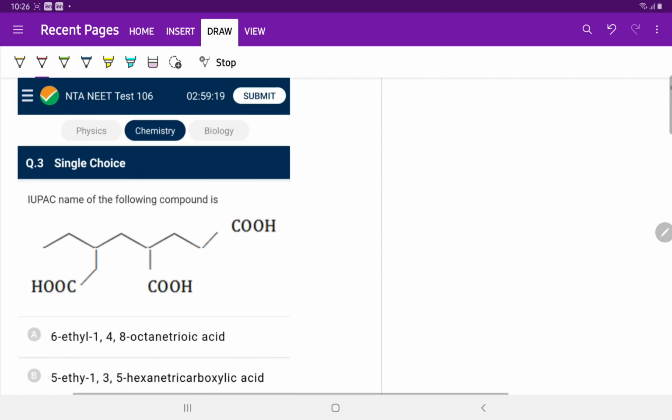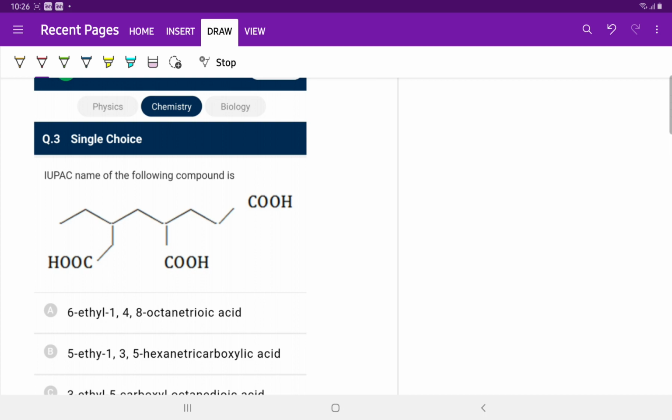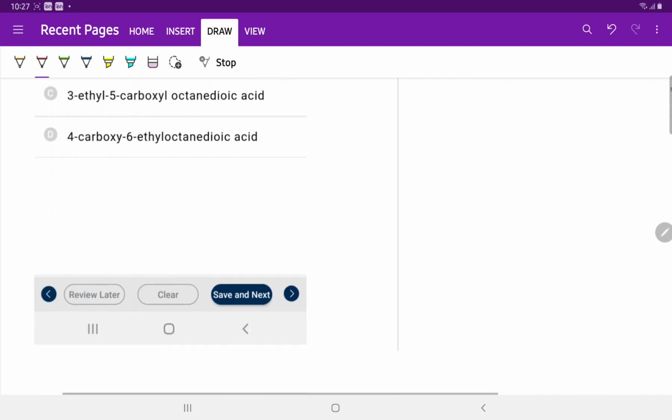Question number 3. The IUPAC name of the following compound is... okay, 1, 2, 3, 4, 5, 6. 1, 3, 6, 5-ethyl hexane 1, 3, 6 tricarboxylic acid. Option B is correct for question number 3.